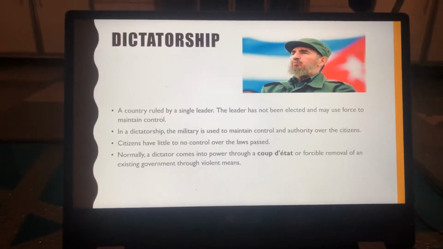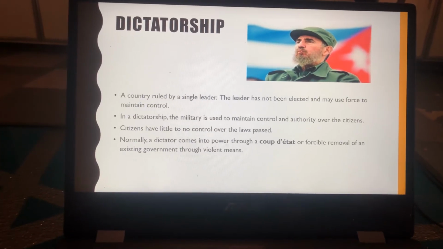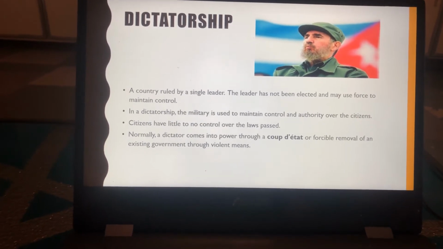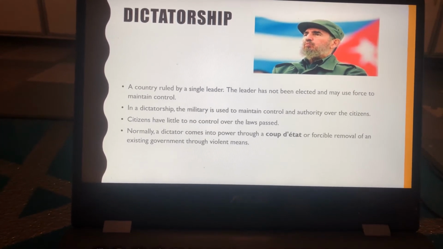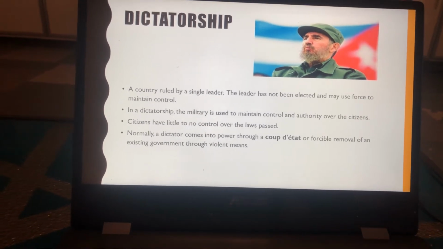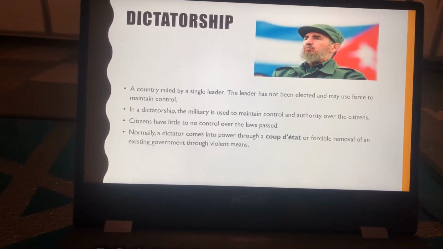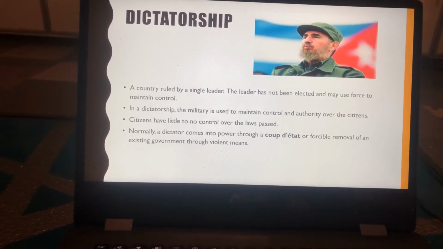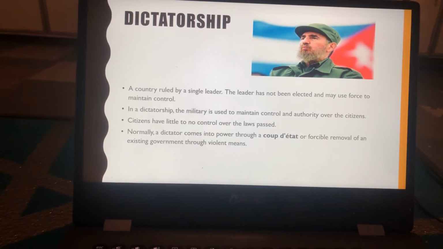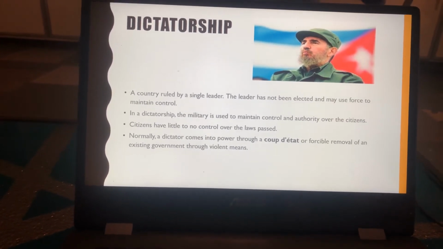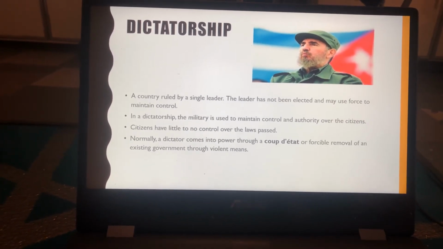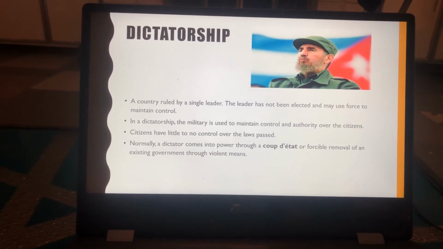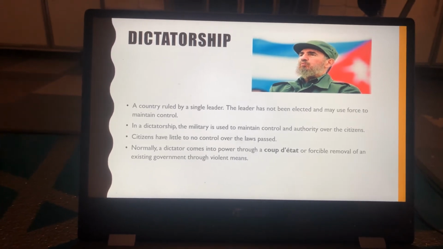Also, we have another very centralized form of government, a dictatorship. In a dictatorship, a country is ruled by a single leader. The leader has not been elected and may use force to maintain power. In a dictatorship, the military is often used to maintain control and authority over the citizens. Citizens have little to no control over the laws passed. Normally, a dictator comes into power through what is called a coup d'etat, or a forcible removal of an existing government through violent means.